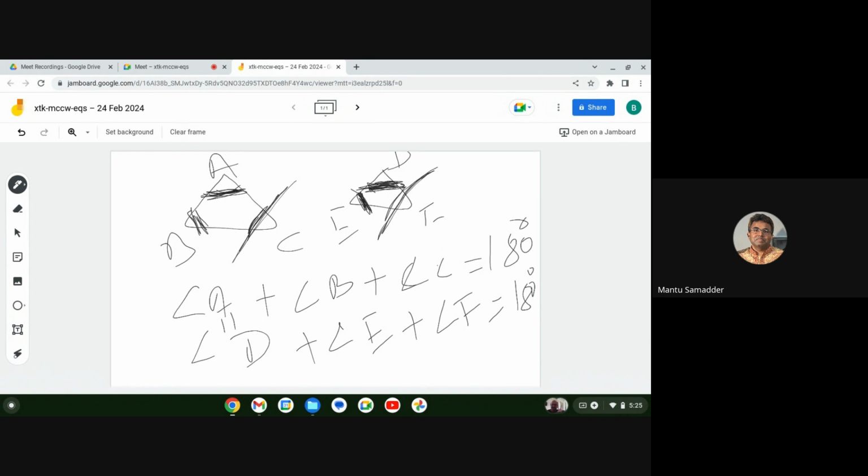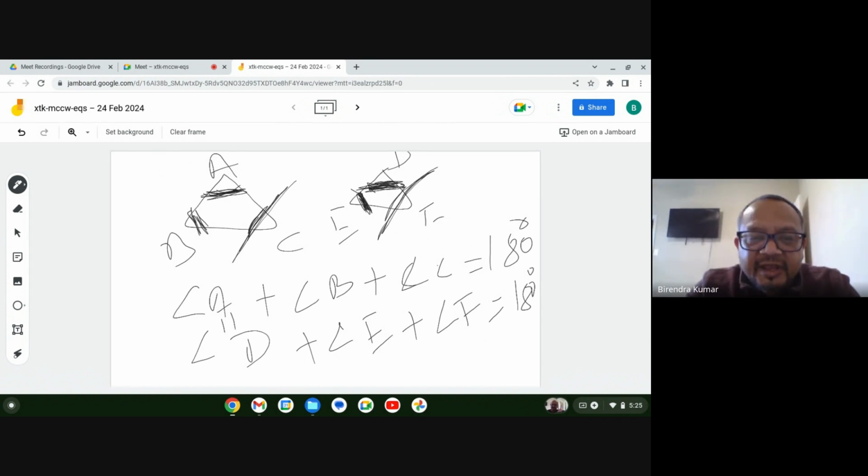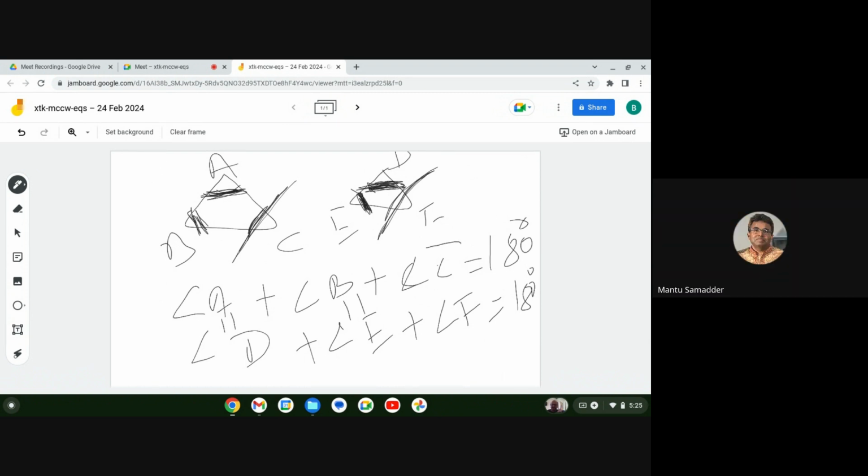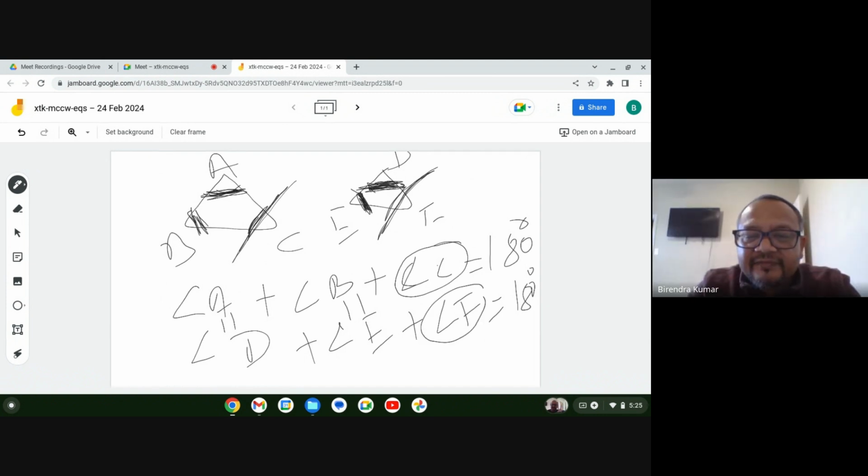I said angle B and angle E also matched, meaning angle B is equal to angle E. So angle C and angle F have to match. They have to be equal because the sum of the three angles is equal to 180. And if two have matched, the third has to match so that it's always 180.